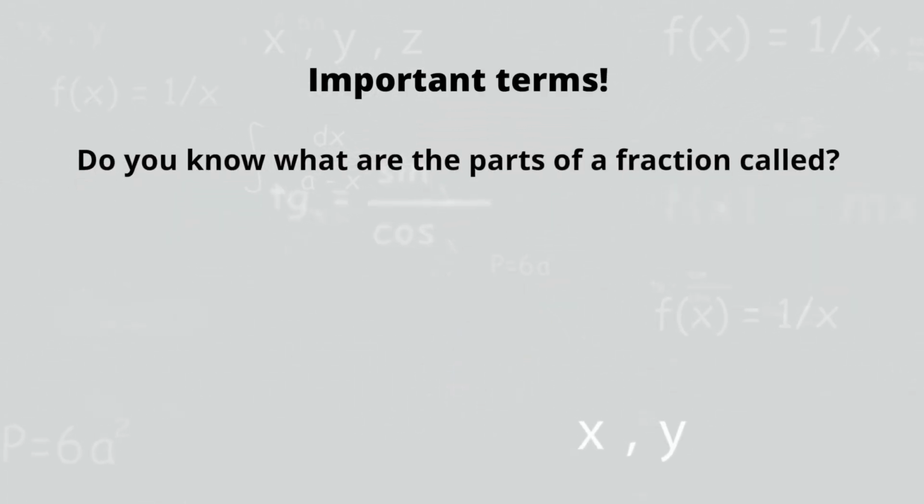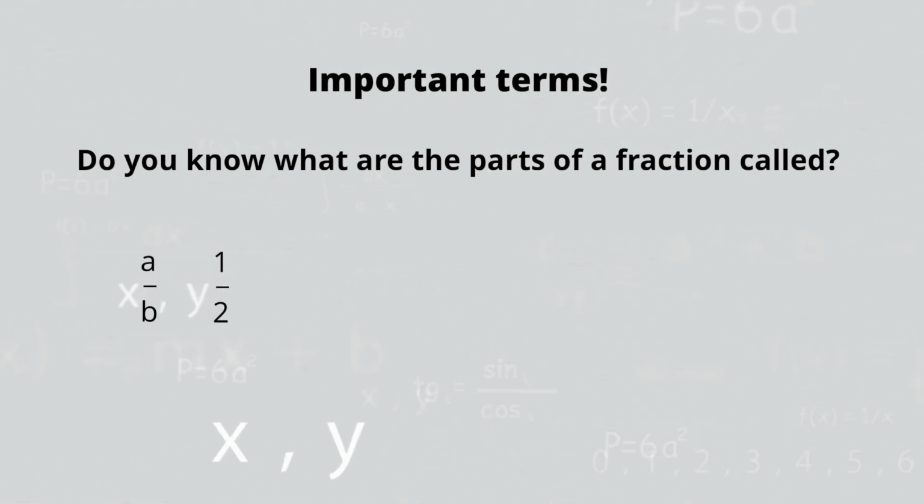Let's visit the important terms. Do you know what the parts of a fraction are called? A fraction is represented as A by B, where A is a whole number and B is a natural number. An example is the fraction 1 by 2, also called a half, like a half pizza.